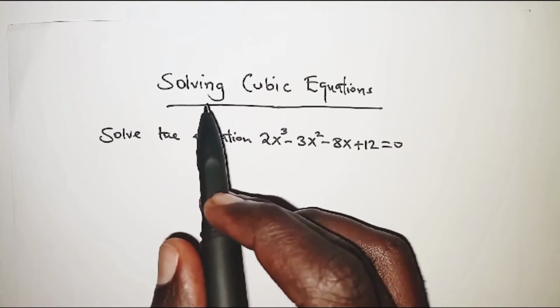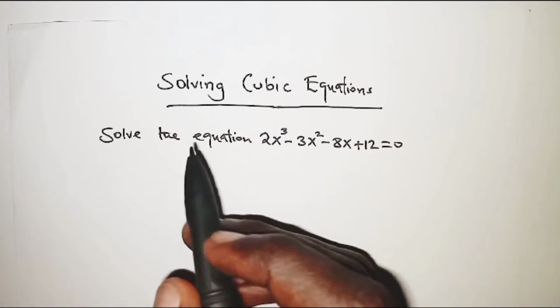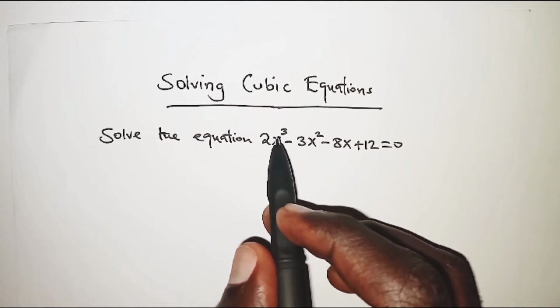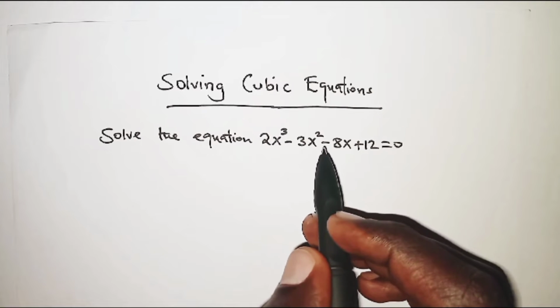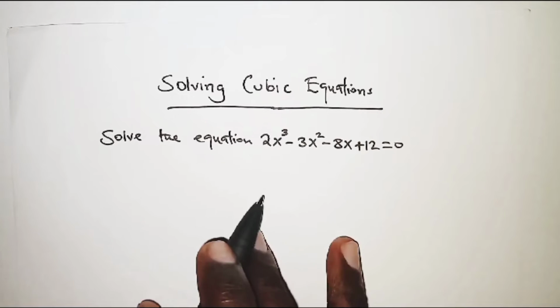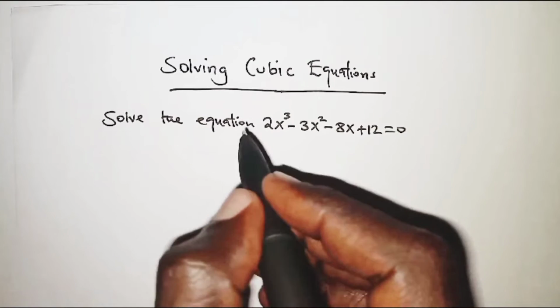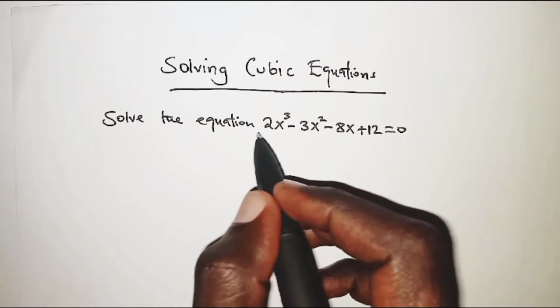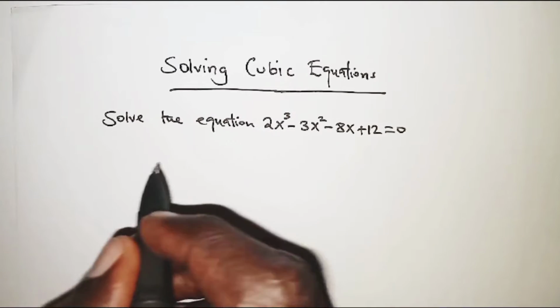We are going to learn how to solve cubic equations. So the equation we have here reads, solve the equation 2x cubed minus 3x squared minus 8x plus 12 is 0. So the first thing, we are going to determine one of the roots of this equation by inspection.